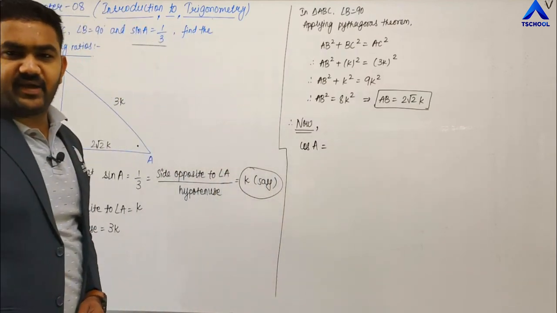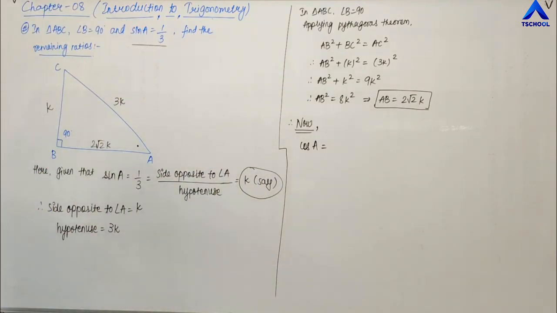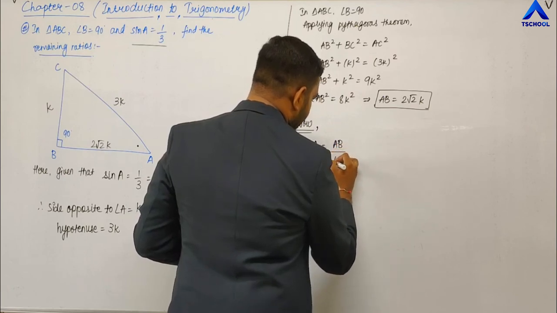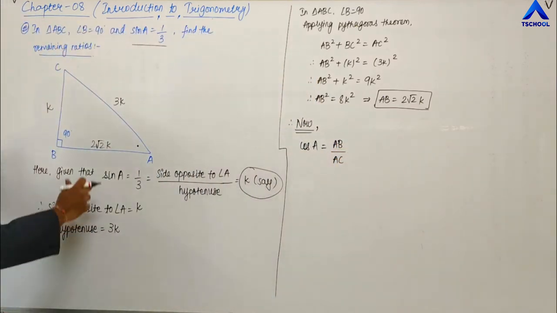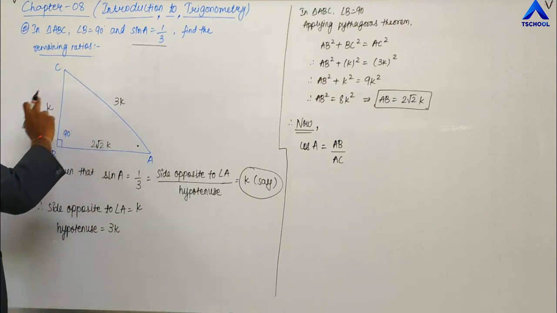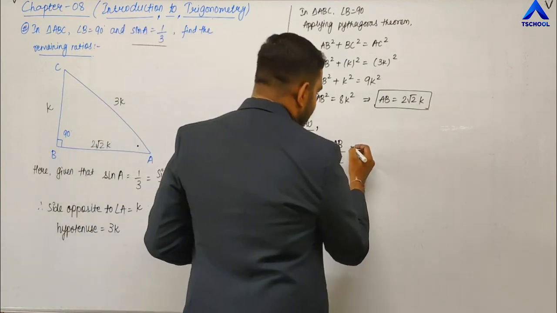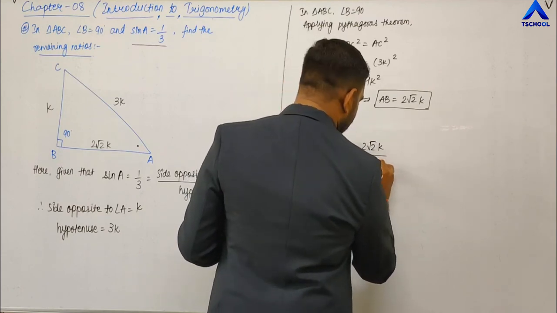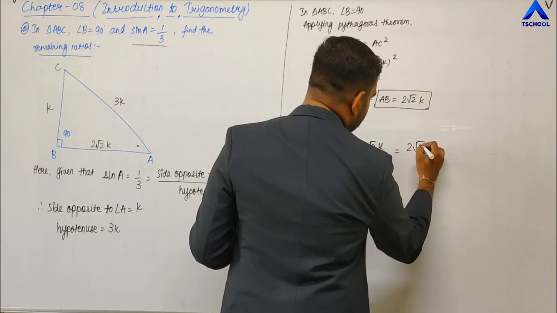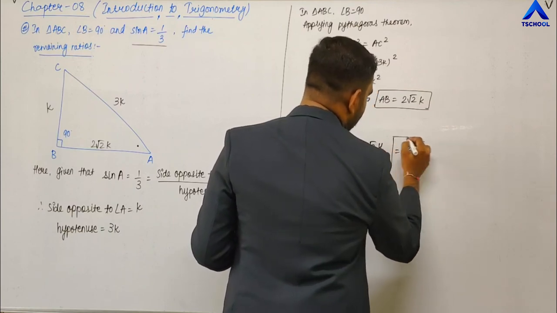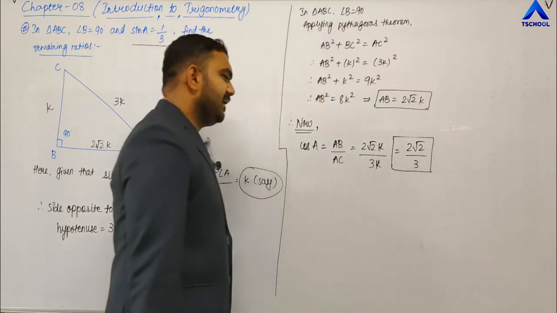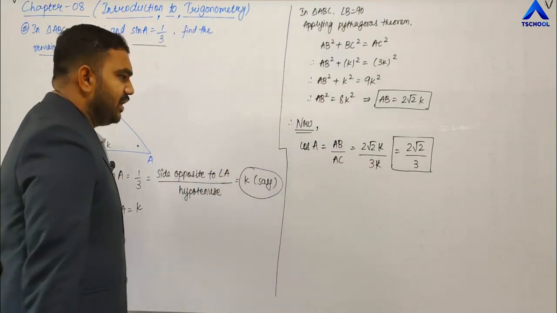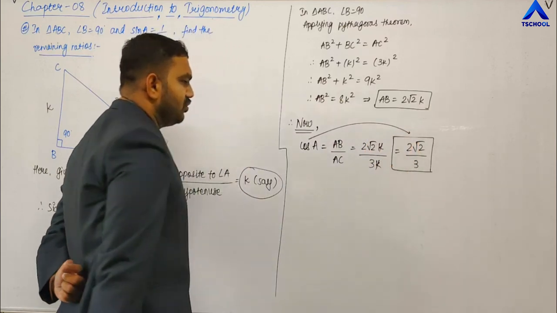Now cos A, that is cosine of angle A, is side adjacent to angle A upon hypotenuse. What is the side adjacent to angle A? That is AB upon the hypotenuse, that is AC. This is my side adjacent to angle A, this is my hypotenuse, and this is my side opposite to angle A. So what is AB that we got here? That is 2 root 2 k upon AC. AC is 3k. k and k cancel. That is 2 root 2 upon 3. So we got the value of cos A, that is 2 root 2 upon 3. Is it clear? So that is how we find the ratio.